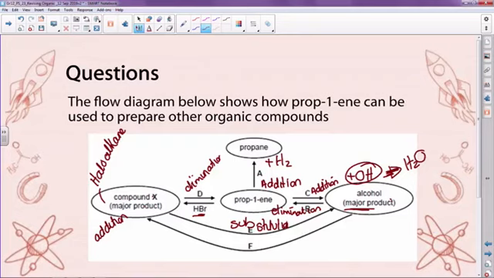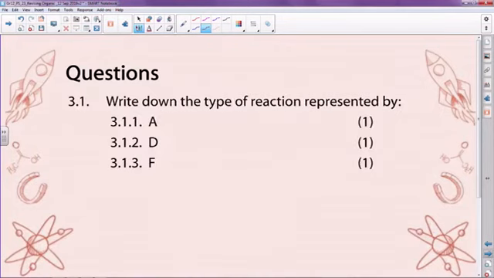So the first question here is to write, and I'm only going to give you a little bit of time: write down the type of reaction represented by A, D, and F. I'm giving you a minute, and your minute starts now.